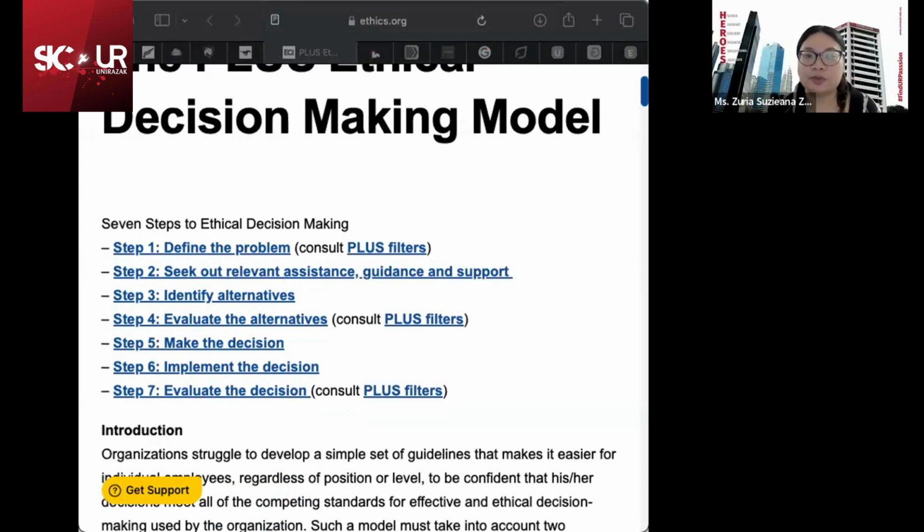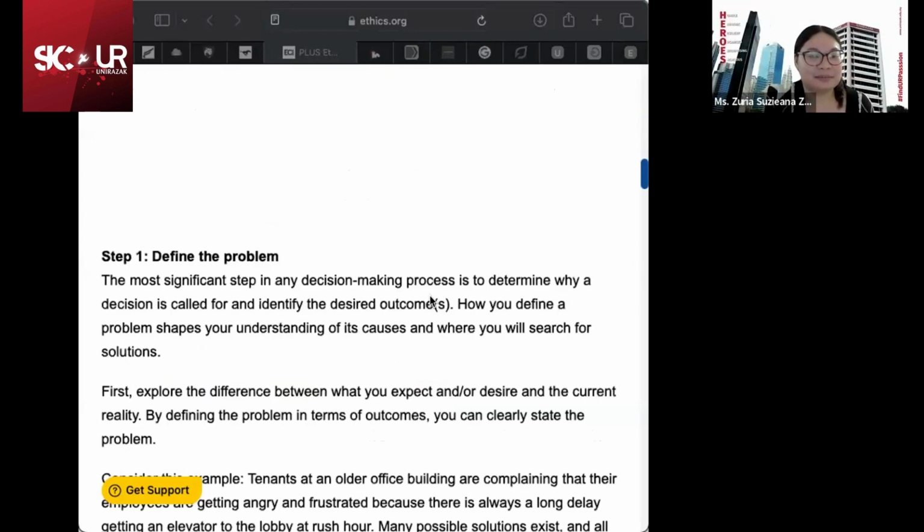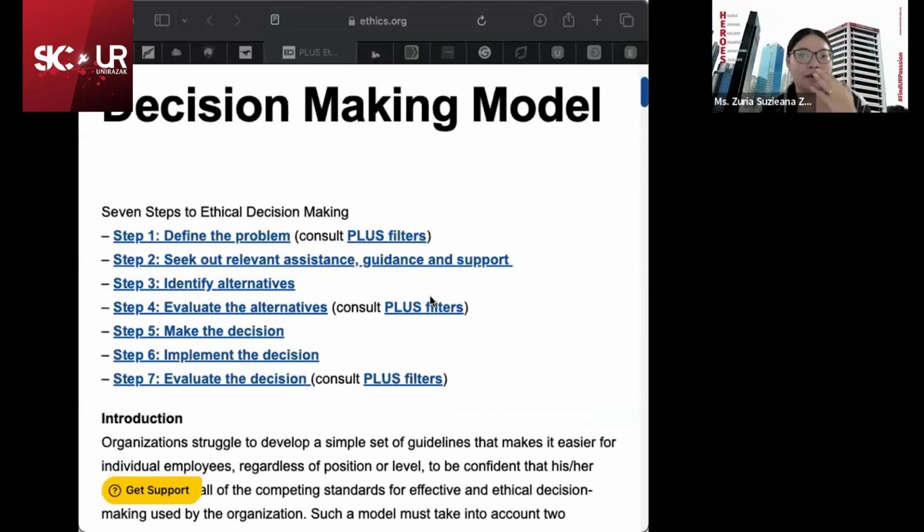And so on. Okay, so we are going to take a look at the 7 steps. Step 1, define the problem. Step 2, seek out the relevant assistance, guidance, and support. Step 3, identify alternatives. Then you evaluate them, make the decision, implement, and then you evaluate the decision using the PLUS filters as well.